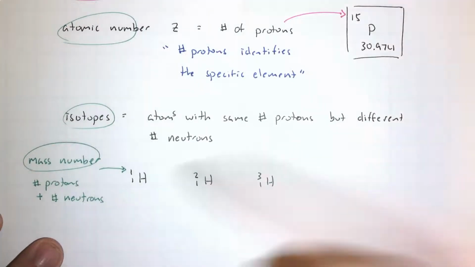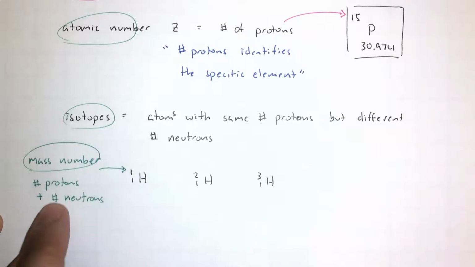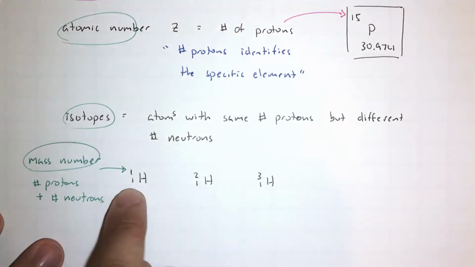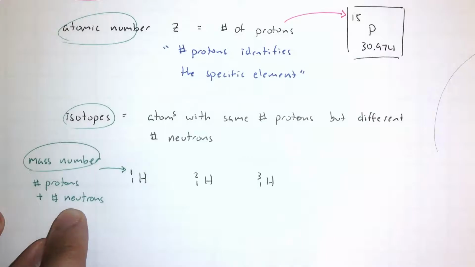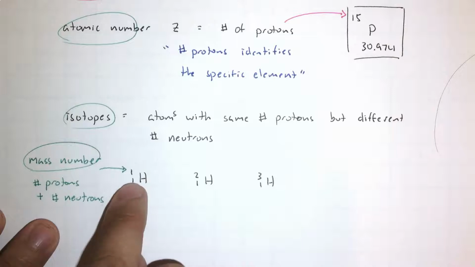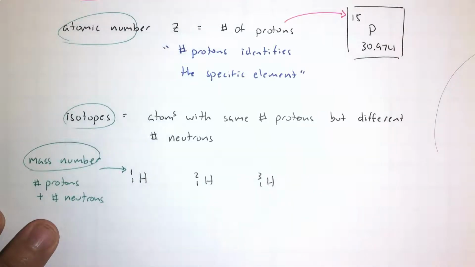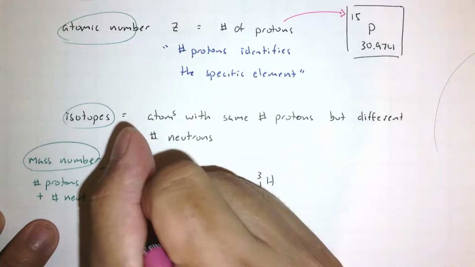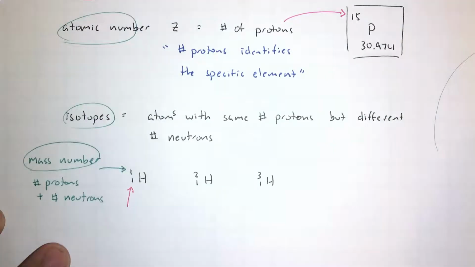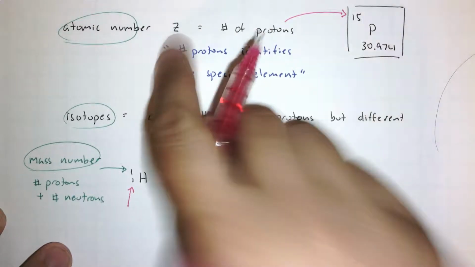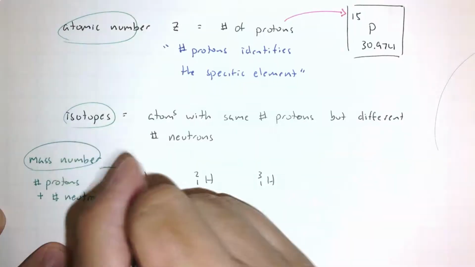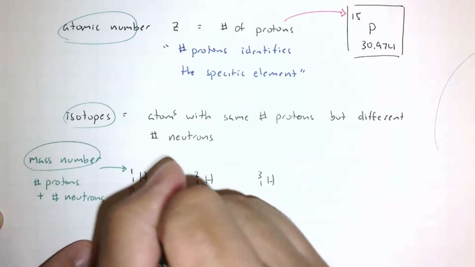So this is weird. The mass number is 1, which is the number of protons plus neutrons, but all hydrogens have 1 proton. All hydrogens have 1 proton. So what does that make the number of neutrons? The number of neutrons has to be 0 because the mass number is only 1. So this number down here is the number of protons. Now, yes, you could call it the atomic number, or you could call it the Z, okay, but we'll call it here the number of protons.